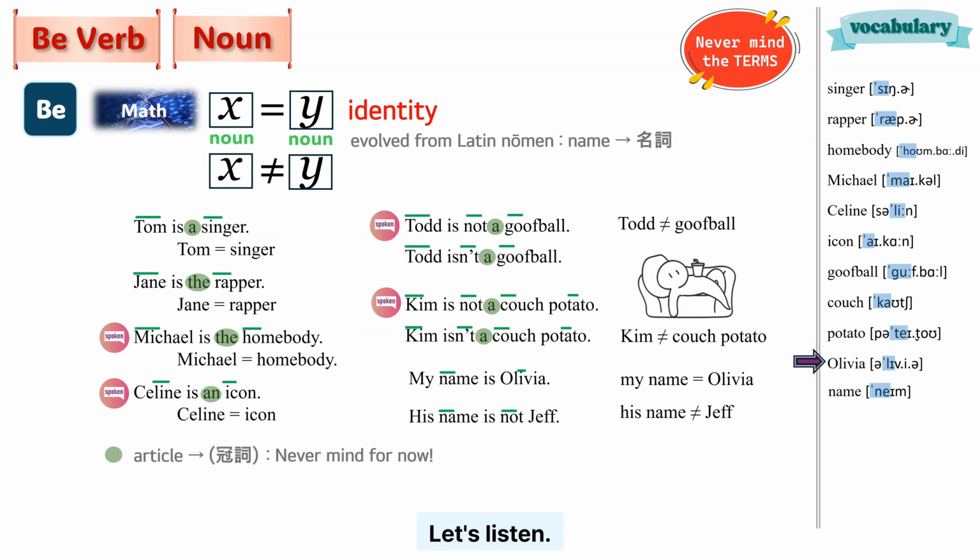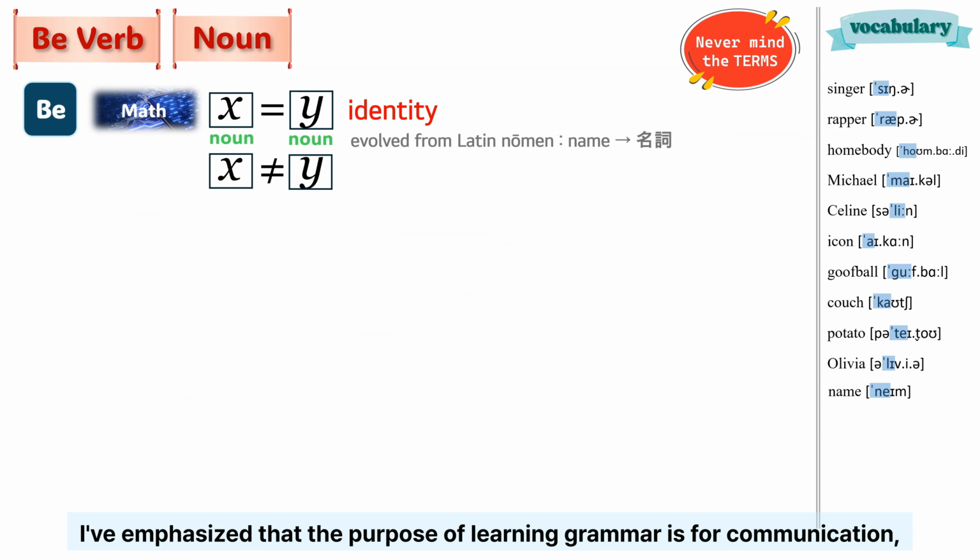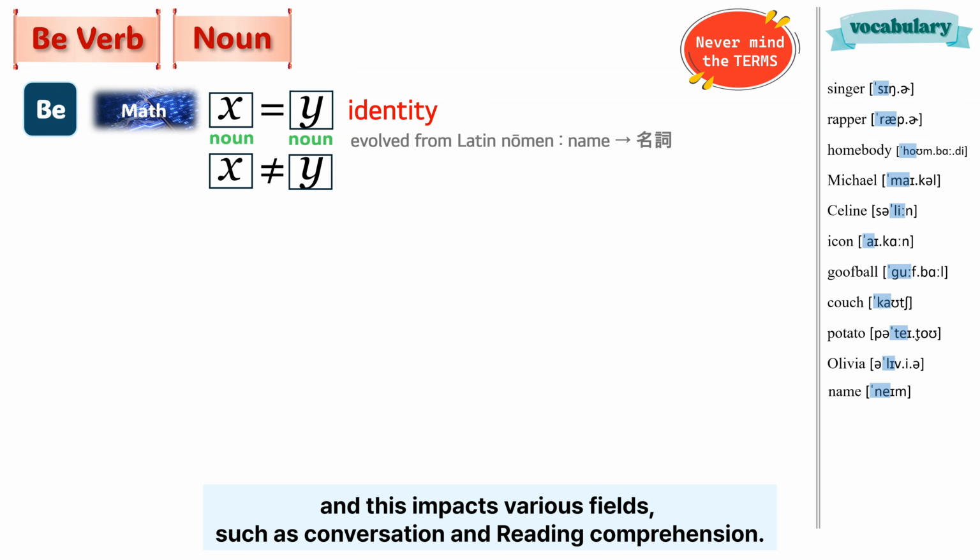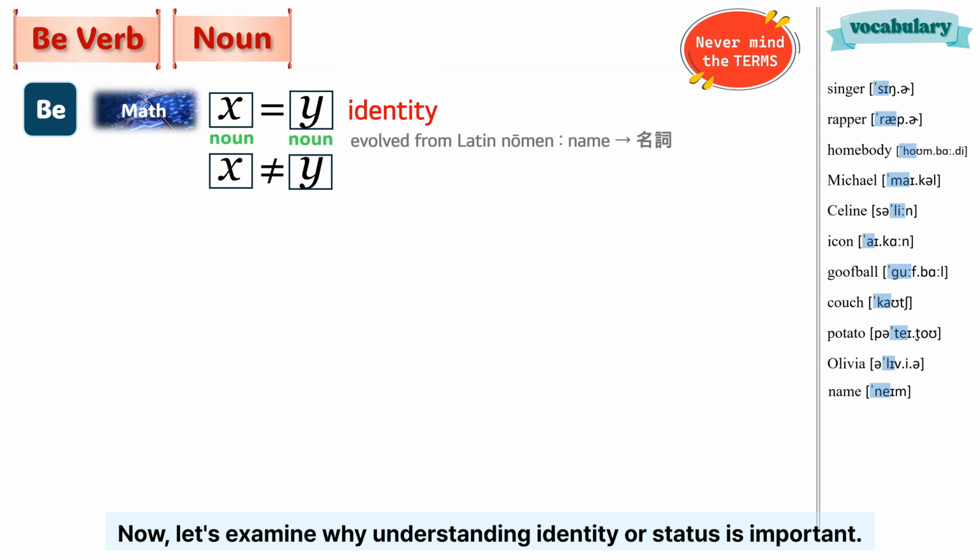Let's listen. My name is Olivia. His name is not Jeff. I've emphasized that the purpose of learning grammar is for communication, and this impacts various fields such as conversation and reading comprehension. Now let's examine why understanding identity or status is important.